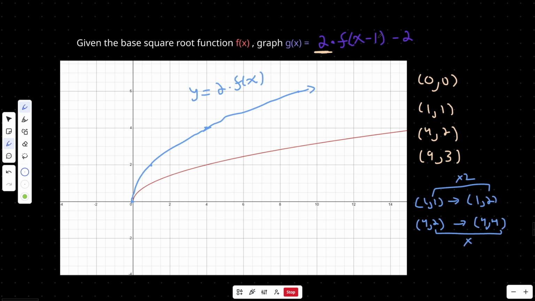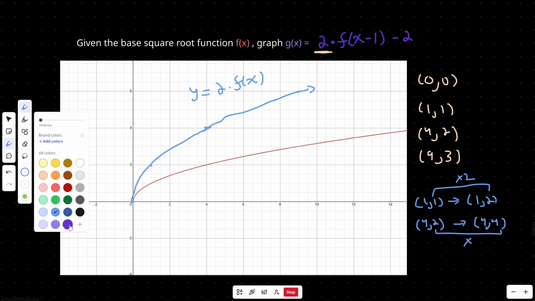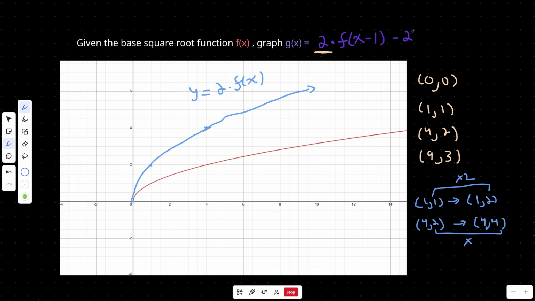So now let's apply some translations. Looks like we don't have any horizontal stretches or reflections, so we're just going to go straight to our translations. We're going to move our points right 1 unit and down 2 units. So from the point (0, 0), we're going to go right 1 and then down 2. So we're going to go over here.